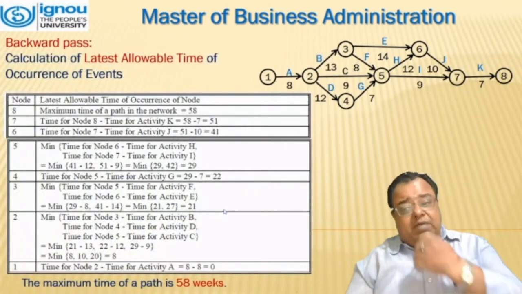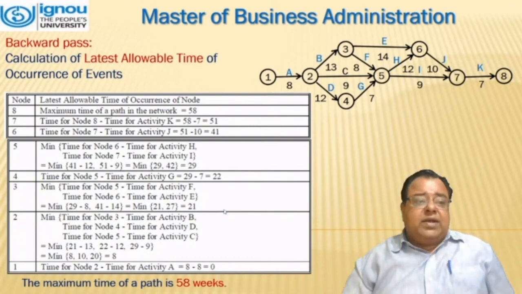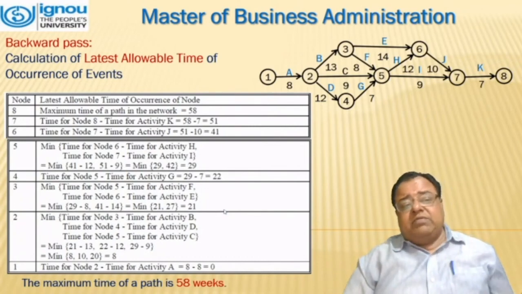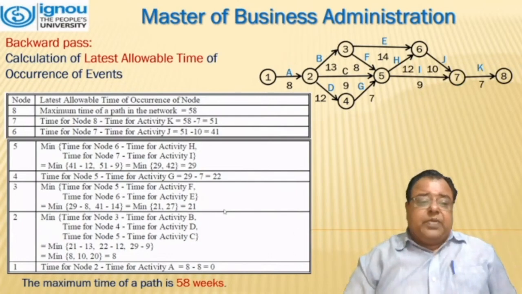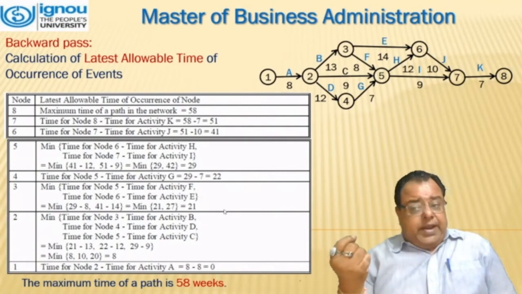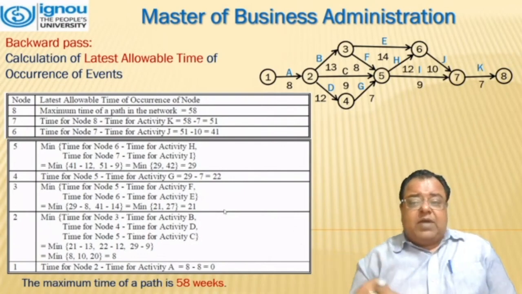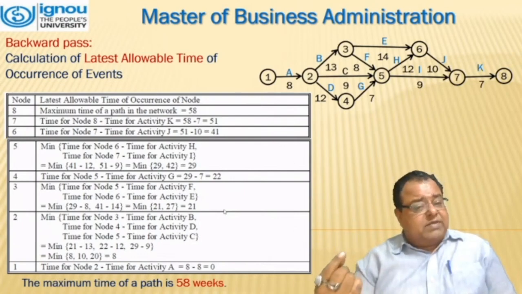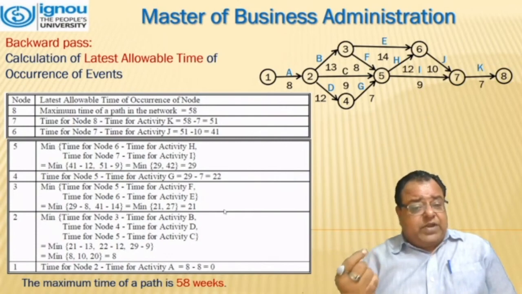Moving further, now we will be moving from right to left. We have to calculate the backward pass. That means we have the calculation of the latest allowable time of occurrence of the event. Now, we will start with 8. That means at that moment of time, we have 58 weeks with us. Moving backward, initially we will be subtracting only 7. That comes out to be 51. That means at node 7, we have 51.